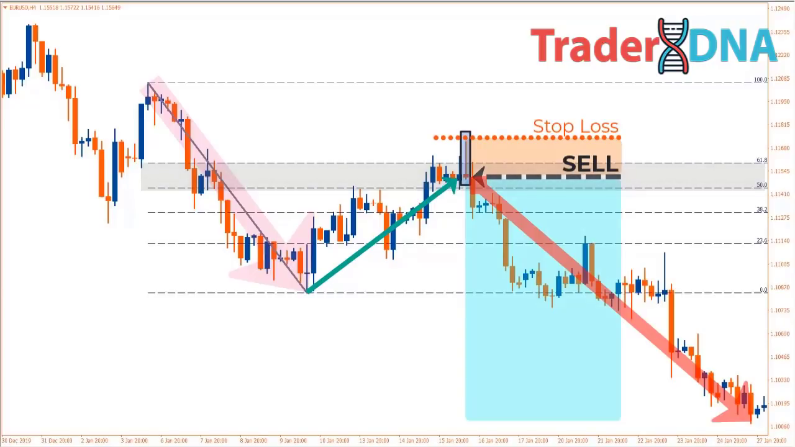So, that's how you trade pin bars and engulfing candles at the retracements. And here are other examples of the pin bars and engulfing candles at Fibonacci retracements.